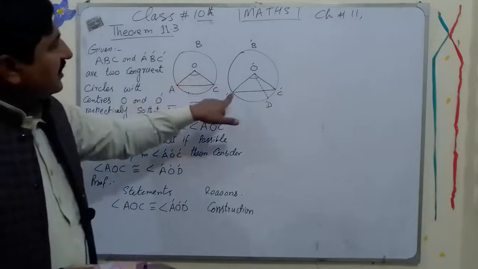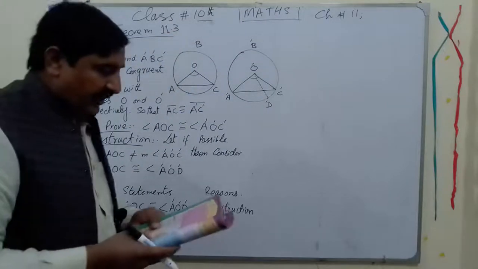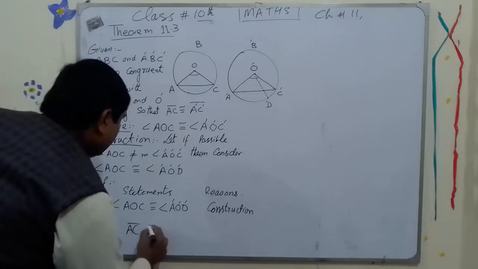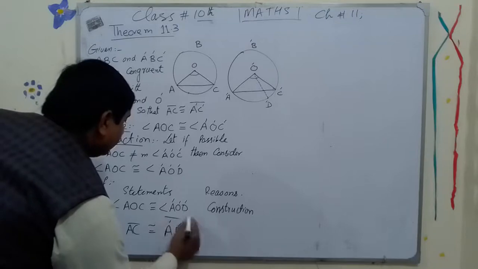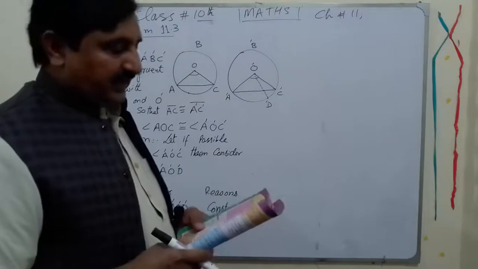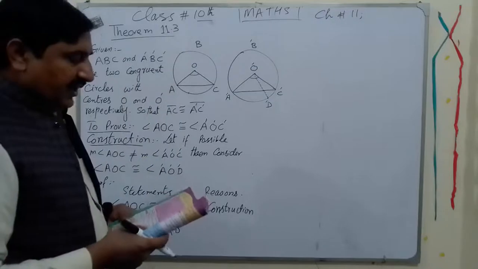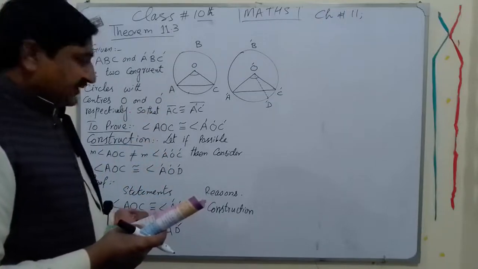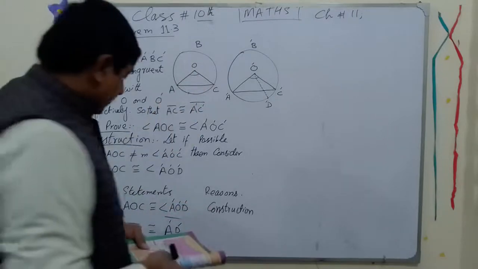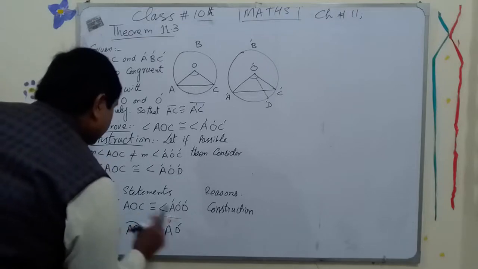Whenever we say that angle AOC is congruent to angle A prime O prime D prime, and already we have been given that both the circles are congruent, it means that their arc AC must be congruent to arc A prime D prime. When we say the central angles are congruent, it means that their corresponding arcs must be congruent. Sorry, this was an arc, not the chord.